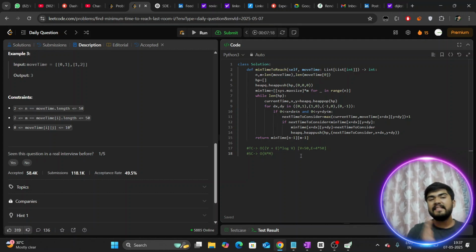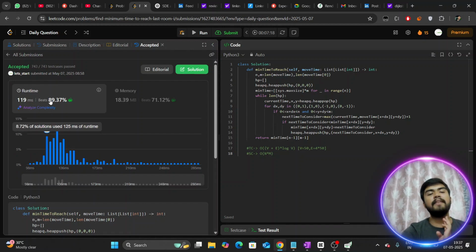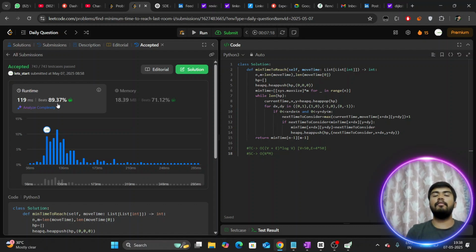Yes, guys. So the problem is as simple as that, and I'm pretty sure that is the most optimal solution that you can achieve. My submission is almost 90% faster than all the Leetcode submissions that have happened. So that is bound to be the most optimal solution that you can achieve for this particular problem.